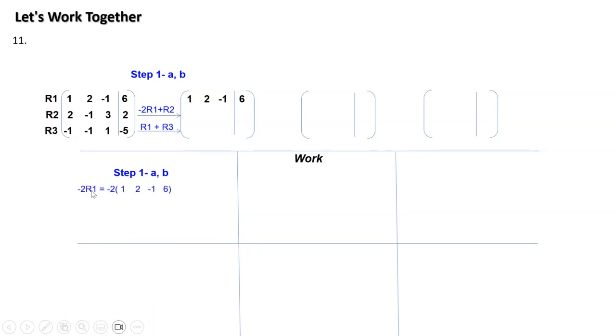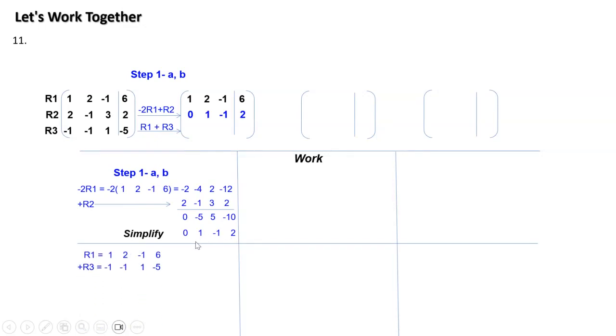Step 1, I call this step 1A and B. So step 1A, negative 2, row 1 will give us negative 2, negative 4, 2, and negative 12, by multiplying negative 2 times all the terms here. Row 2, right, we just bring it over. And then we execute the operation. It's going to give us 0, negative 5, 5, and negative 10. If you notice, this can be simplified. Right? We can divide everything by negative 5. So it's going to give us 0, 1, negative 1, and 2, and that's my new equation number 2.